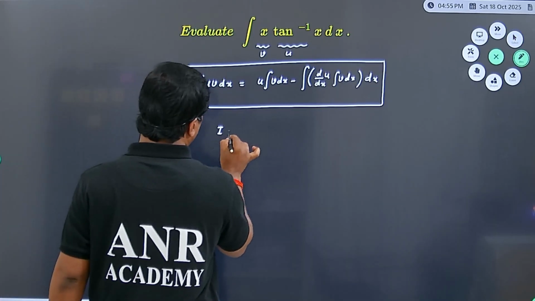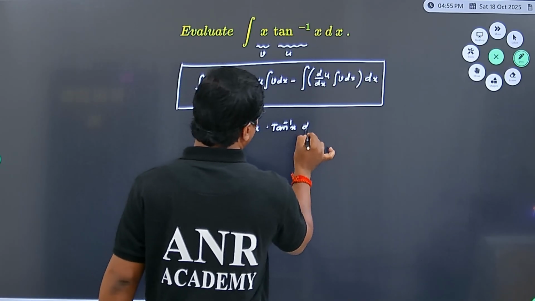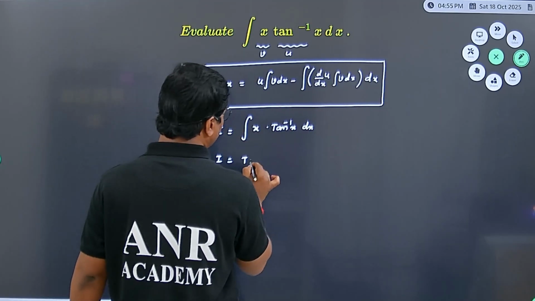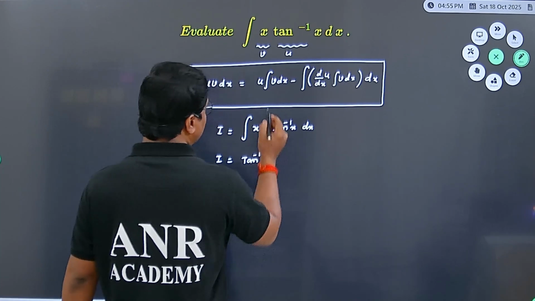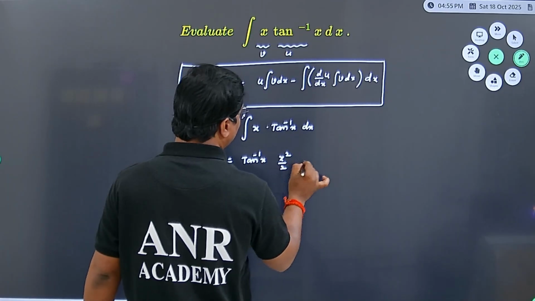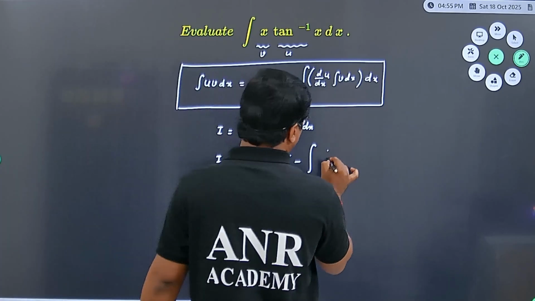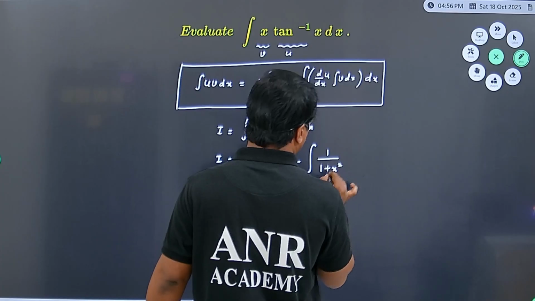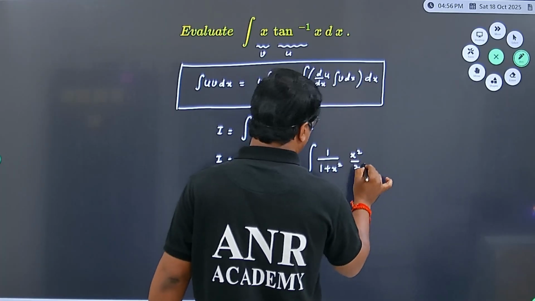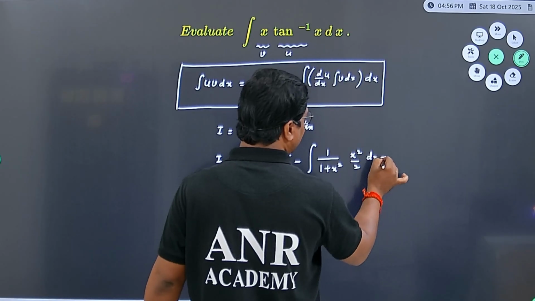I equals integral x into tan inverse of x dx. Applying this UV rule, first you write u. U here is tan inverse of x. Next, integral v dx, that is integration of x, which is x square by 2. Next, minus integral of the differentiation of u, the derivative of tan inverse of x, which is 1 by 1 plus x square, times integral v dx, that is x square by 2, plus c.